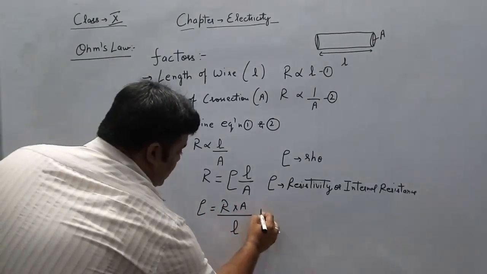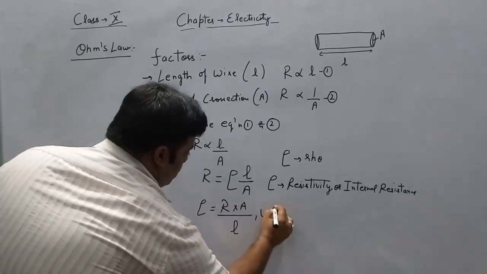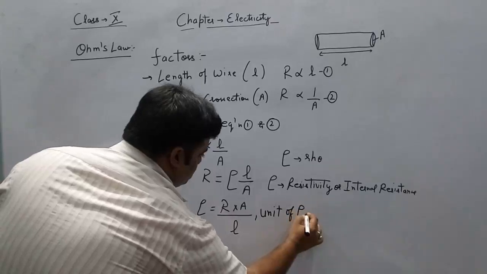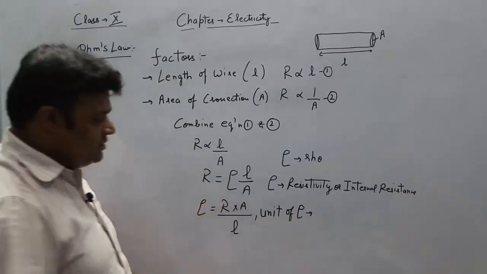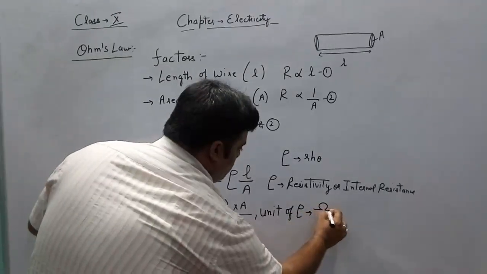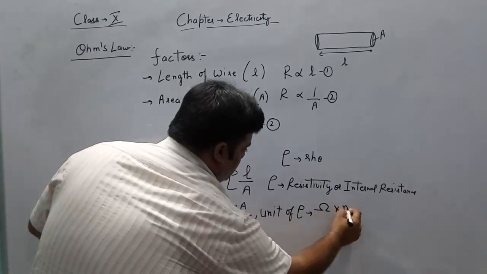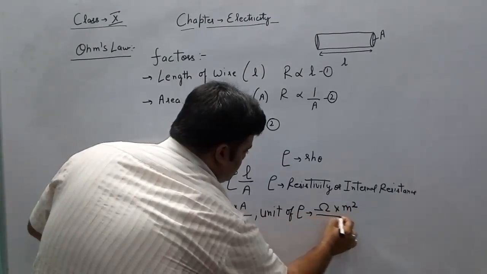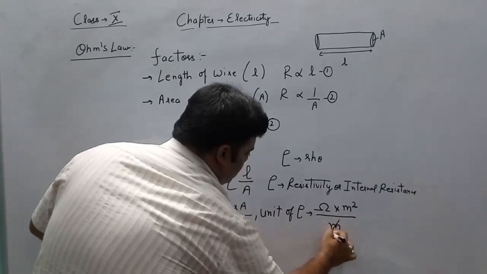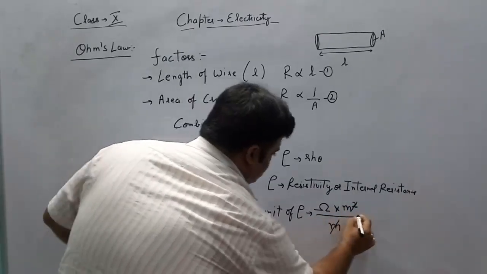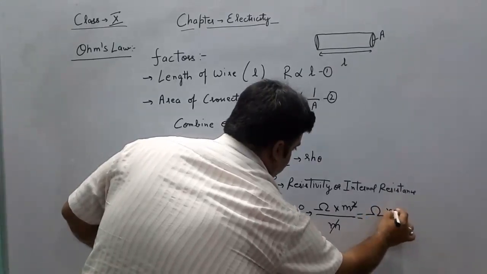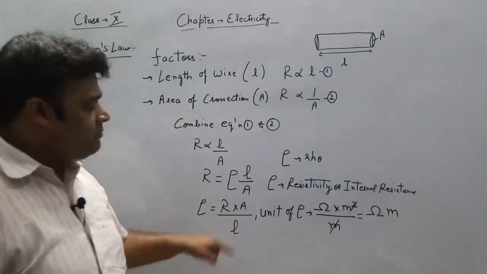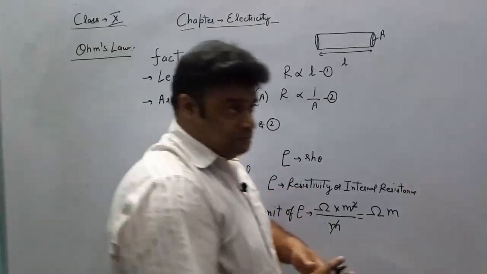Unit of resistivity, unit of rho, unit of resistance is ohm, we'll put it here as ohm, multiplied by unit of area of cross section meter square divided by meter. Meter and meter gets cancelled, its unit will become ohm meter, that is ohm multiplied by meter.